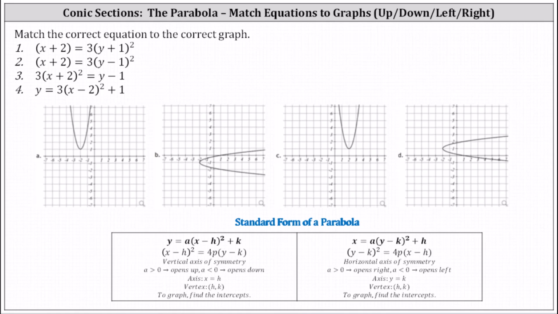We're asked to match the correct equation to the correct graph. Let's first take a look at our notes below. Our textbook defines the standard form for the equation of a parabola as y equals a times the square of x minus h, plus k, or x equals a times the square of y minus k, plus h.